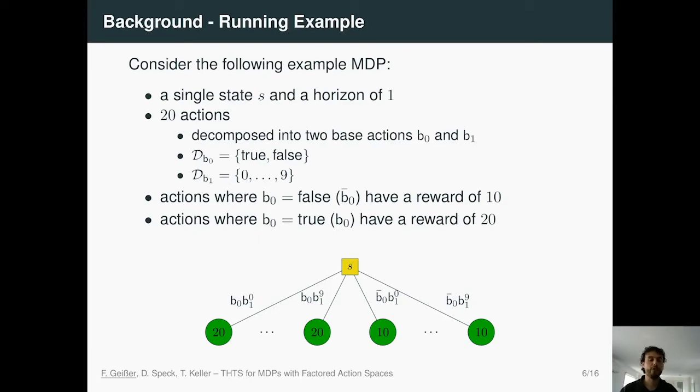And the reward function of this MDP is such that if we assign B0 a value of false, we have a reward of 10 here in the right side of the tree. And if we assign B0 a value of true, we have a reward of 20. Or in other words, the reward of the action only depends on the assignment of B0, and the assignment of B1 is irrelevant for the reward of the action, but we still have 20 different actions. Now, how can we solve such an MDP?